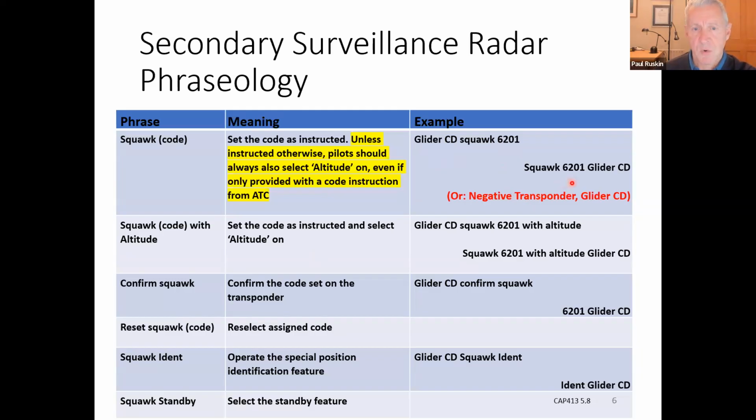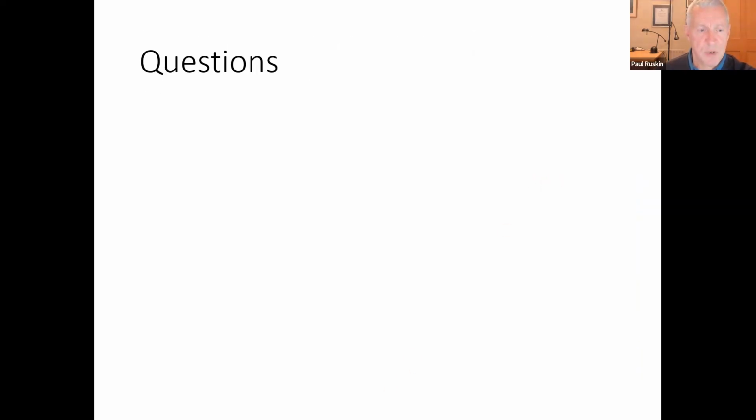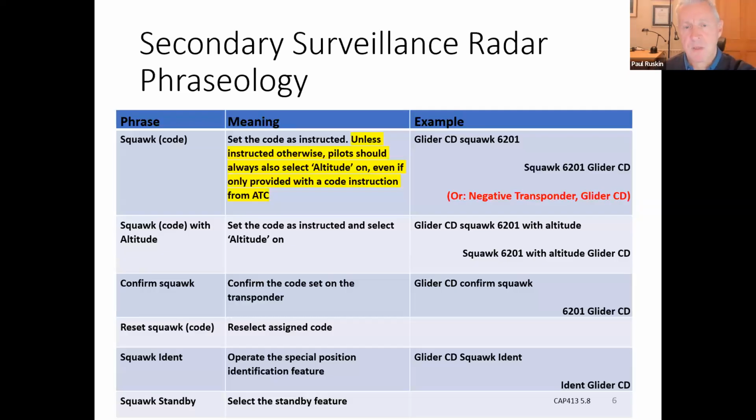The response is squawk 6201, glider Charlie Delta, because the squawk is one of the mandatory readbacks. If you don't have a transponder, you can say negative transponder, glider Charlie Delta. They've some other language that they can use, squawk code with altitude. They're telling you to make sure that the altitude is turned on.